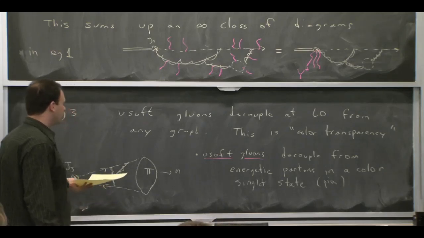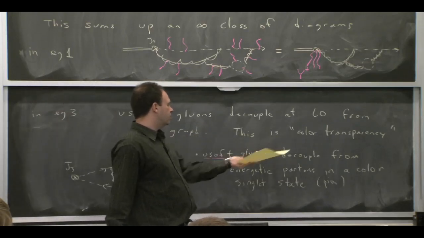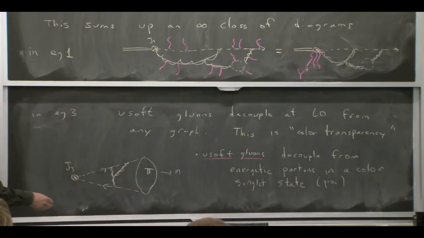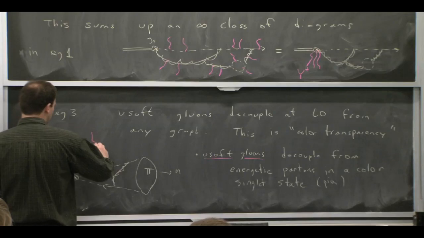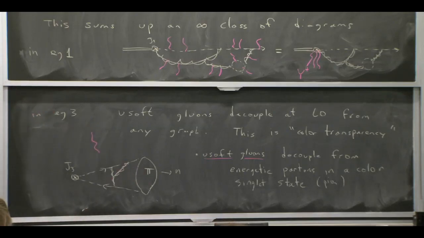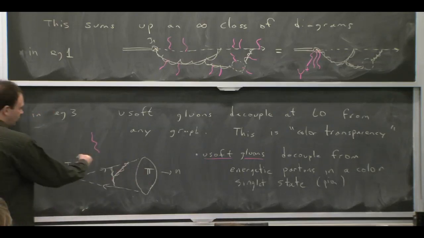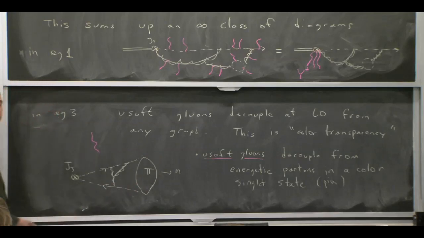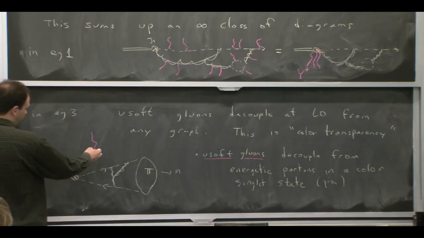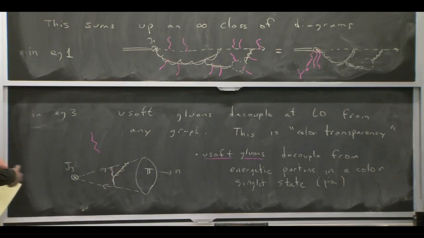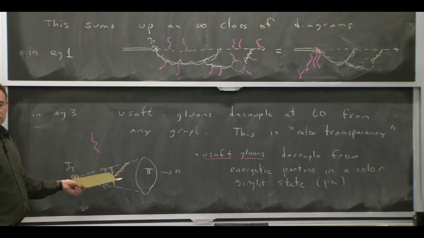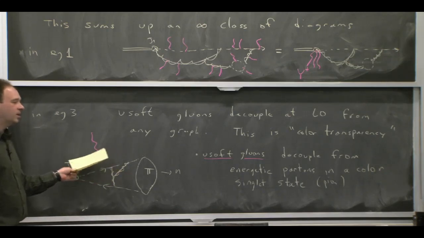So the words that go along with this phrase, color transparency, are that you have these very soft gluons, and they're trying to come in and see this thing. But they can't really; all they can see is the overall color charge of the whole thing. Because of the multipole expansion, they're only coupling to a single component, and you can think of that as if they're only seeing an overall color charge. And since that overall color charge is neutral, they just cancel out.